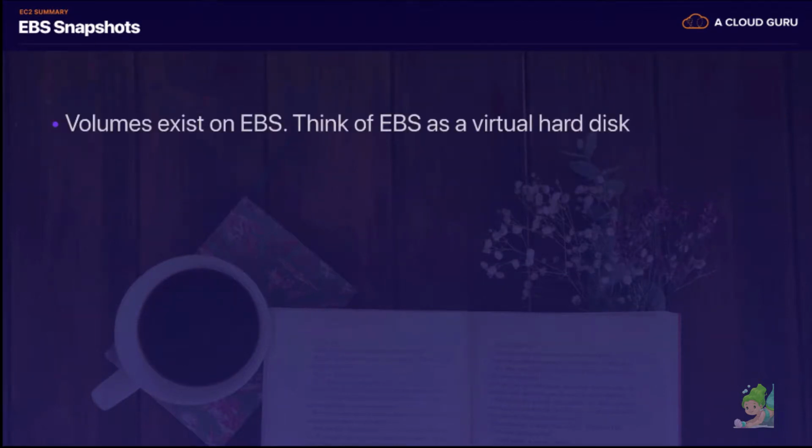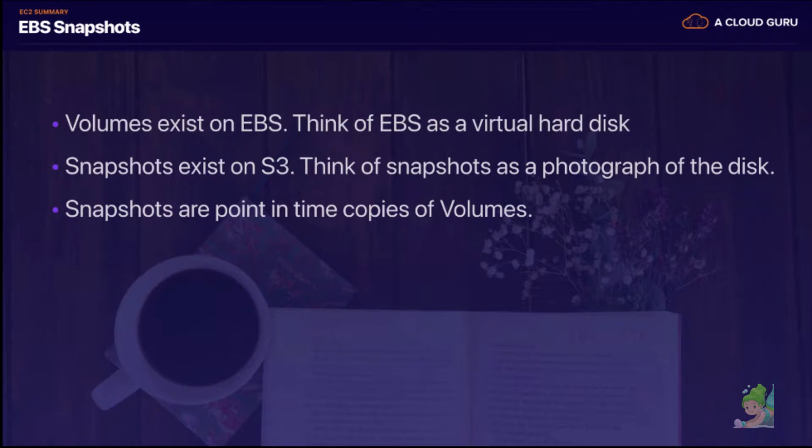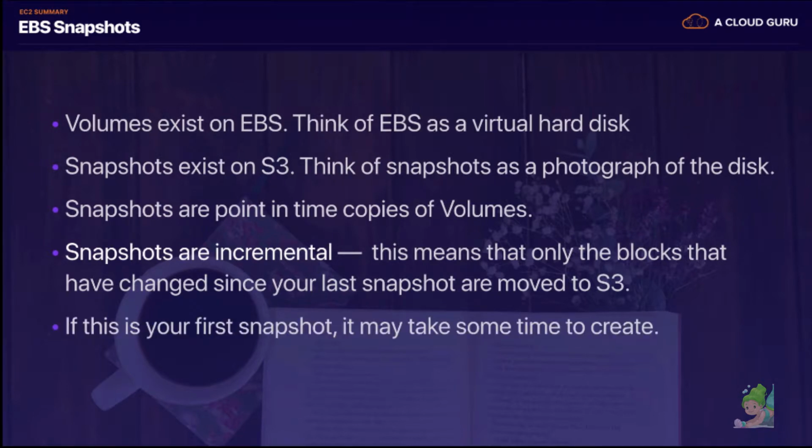So staying on EBS, volumes exist on EBS. So just think of EBS as a virtual hard disk drive in the cloud. Snapshots exist on S3, and I want you to think of snapshots as a photograph of the disk. Snapshots are actually point-in-time copies of the volumes, and snapshots are incremental. So this means that only the blocks that have changed since your last snapshot are moved to S3. If you take a snapshot for the first time, it may take some time to create, because it's doing its very first one. But if you take a second snapshot, it's only going to replicate the deltas, so it's only going to replicate the changes.